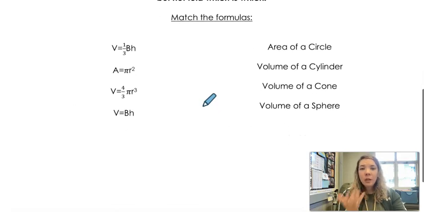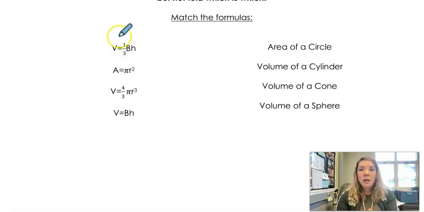So we're going to match these real quick. And if you want to pause and try it on your own and then unpause to check, that would be a good idea. But you have to be able to match which is which. So if we recall, the one with 1/3 is going to be a cone, right? Because 3 cones fit inside a cylinder. So this very first one with the 1/3 area of the base times height, I know that that one's a cone.